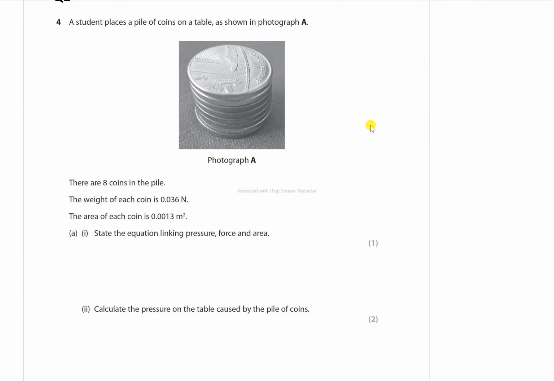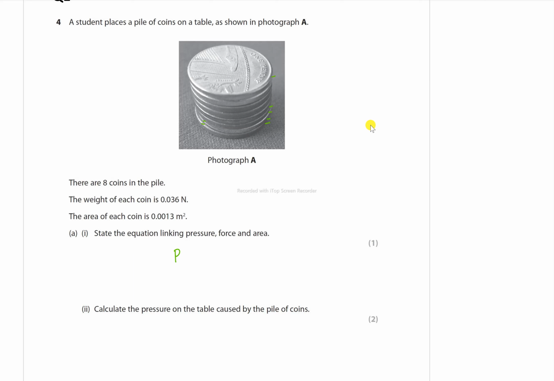Right, a student places a pile of coins on a table. The 8 coins, so you've got 1, 2, 3, 4, all the way up to 8. So you've got 8 coins. The weight of each coin is 0.036 newtons. The area of each coin is 0.0013 meters squared. State the equation linking pressure, force and area.